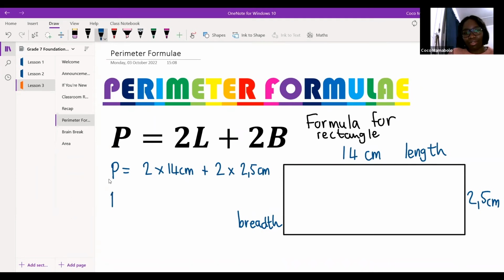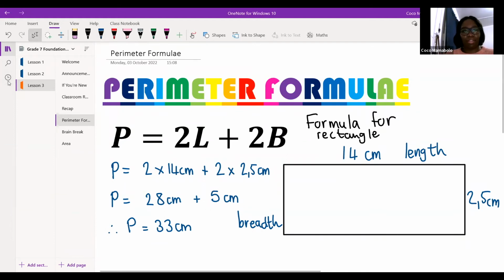P is equal to 28 plus, yes, this one should be an easy one. I should be able to do it in my head. Times 5 centimeters. Good, plus 5 centimeters. There we go. My last line. Therefore, P is equal to 33 centimeters. Excellent. You did that very beautifully. Well done, Masichaba.